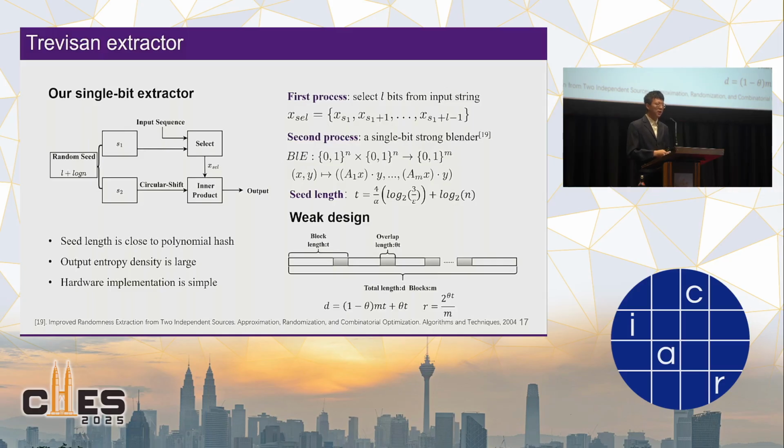To compare the performances of the 3 single bit extractors, we use a unified weak design. The weak design simply splits the total random seed and overlaps the initial part of the latter section with the final part of the former section. We also use theta to denote the ratio of the overlap length to the seed size length.